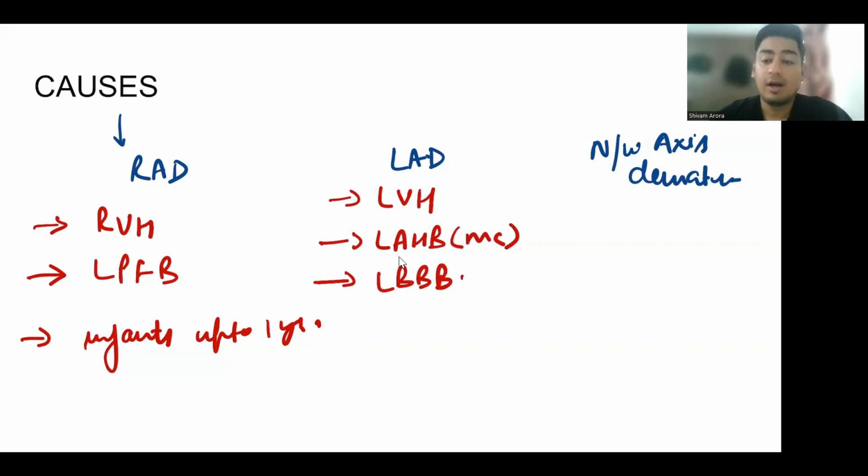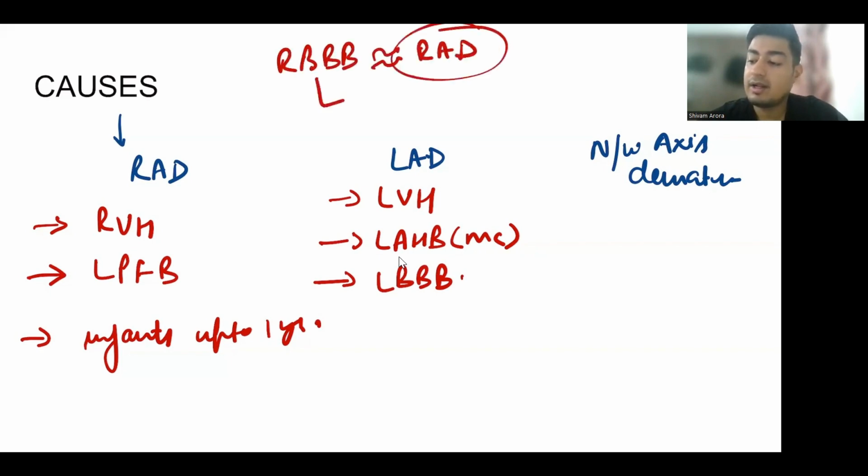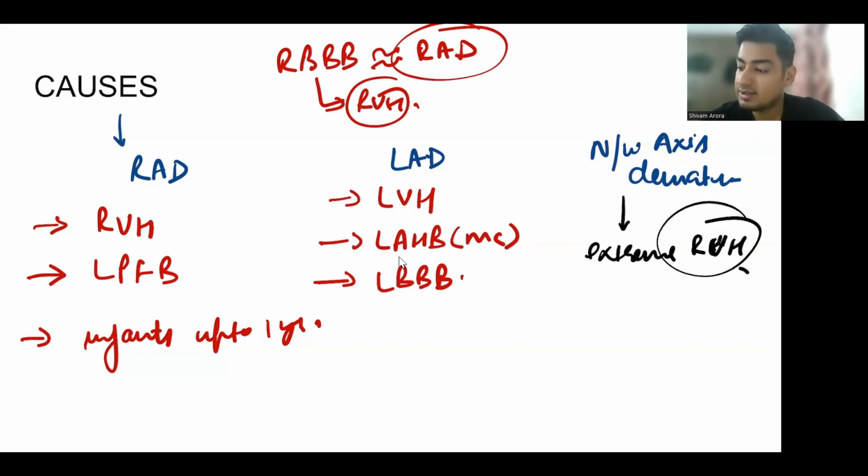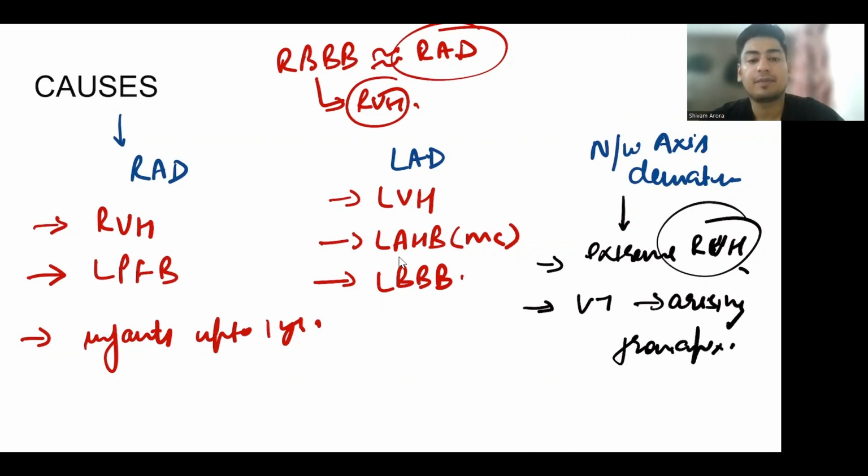The thing to be noticed is that in RBBB, right axis deviation is generally not found unless RBBB is because of RVH. Clear? For northwest axis deviation, the causes are extreme RVH leading to northwest axis deviation. Then we can have ventricular tachycardia or ectopic arising from apex of the heart.